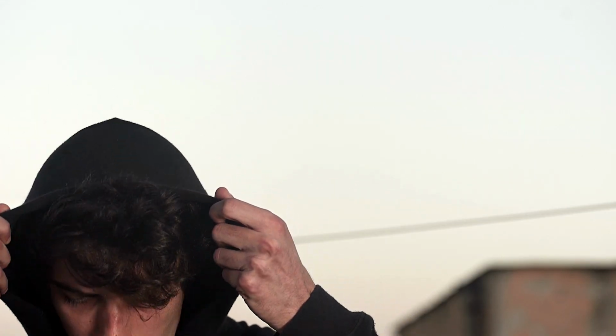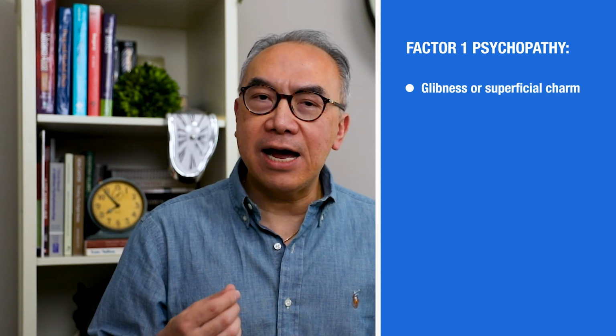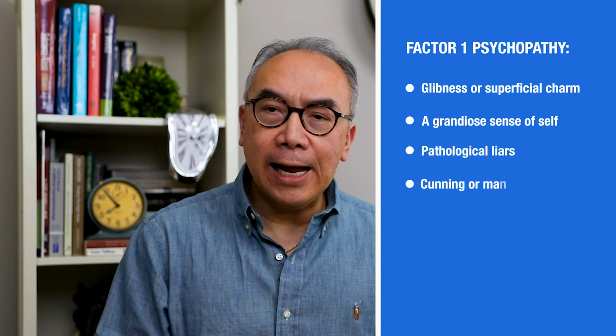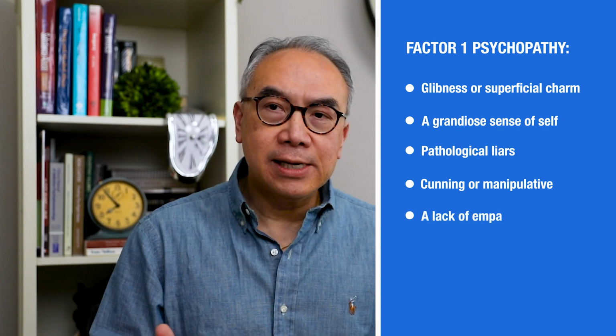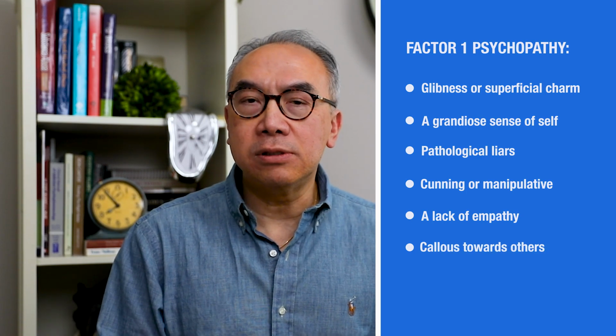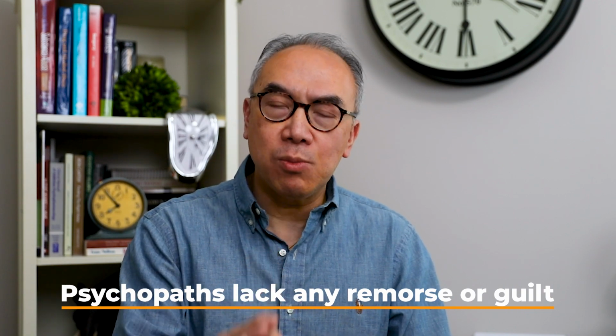These individuals are born with psychopathic traits and behaviors, and it's extremely difficult for them to change or deviate from these behaviors. I want to talk about the factors associated with psychopathy. Factor 1 psychopaths are those individuals who have superficial charm. They have grandiosity. They are compulsive liars. They are manipulators, and they lack empathy. Because of that, they tend to be callous towards others that they are engaged with. The main thing about the psychopath is that these individuals lack any remorse or guilt.